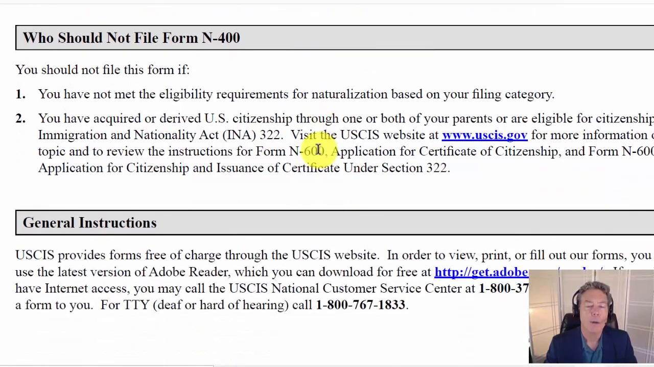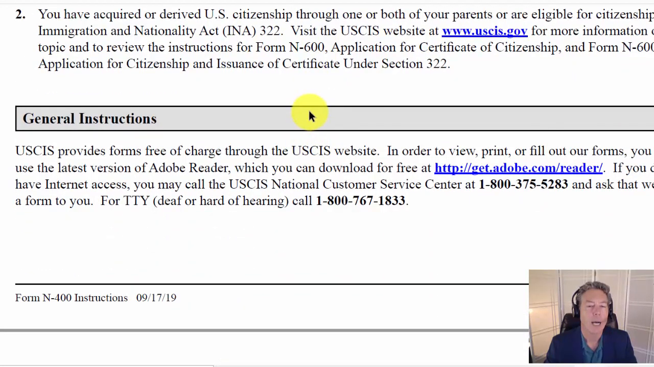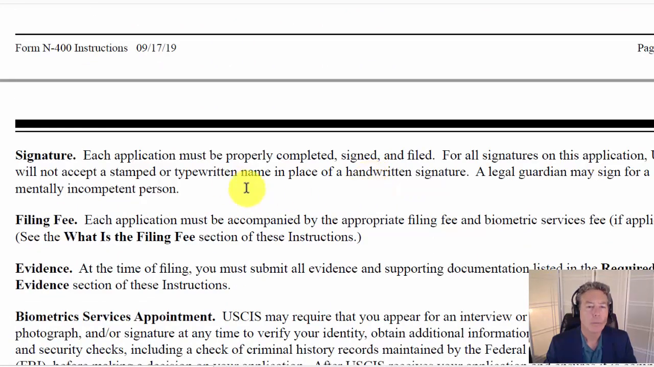Who should not file the form? Okay, we looked at that eligibility thing on the document. And then the general instructions are here. And then downloading the forms for free. They talk about that. Each application must be properly completed, signed, and filed. And USCIS will not accept a stamped or typewritten name in place of a handwritten signature. So a legal guardian may sign for a mentally incompetent person. So I like to sign my forms in blue ink so they can tell that they're original, because they'll reject them if they think they're stamped.